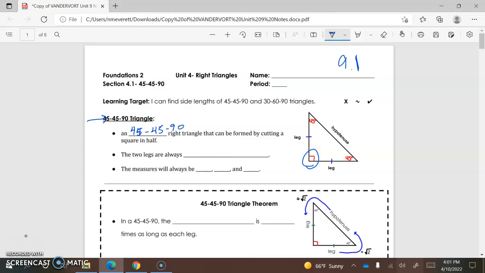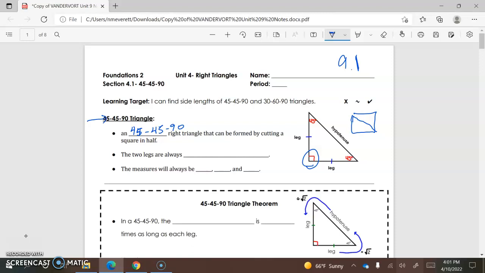A 45-45-90 right triangle can be formed by cutting a square in half. You take a square, say we draw a square, and you cut it in half diagonally like that, or you could even do it this way as well. Cutting it in half like that creates these 45-45-90 degree triangles. Knowing that these also come from squares is going to come into play here.